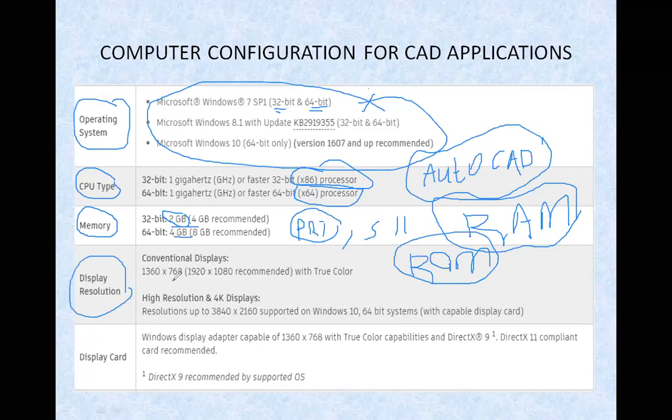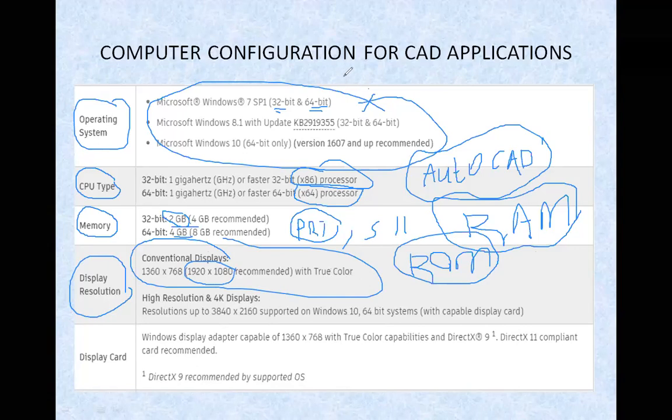So first thing, for observing all our commands and all our operations, we need one display system, right? We need one display system. If you go with a laptop or PC, the monitor is required. So what is the resolution for that monitor or your computer? So that should be 1920 into 1080.